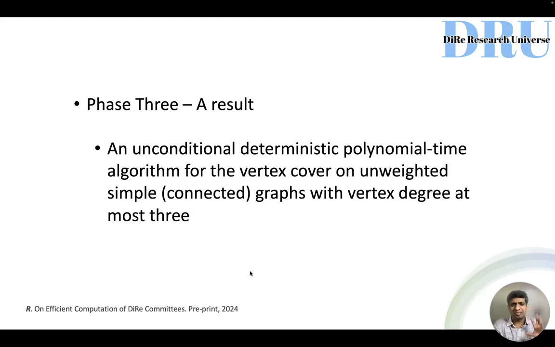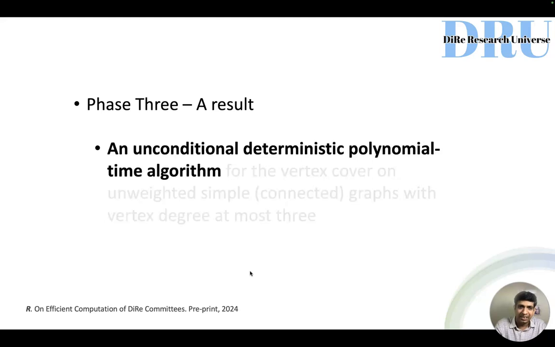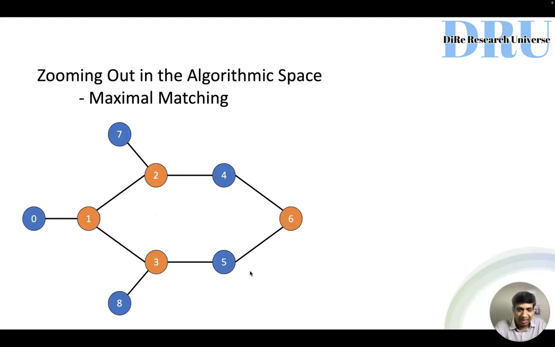Let us do a high level hand waving to what this sentence in front of us means. Let us start with an unconditional deterministic polynomial-time algorithm. As an example, consider the graph shown on the screen. Vertices 1, 2, 3 and 6 form the minimum size vertex cover. Let us study this graph.